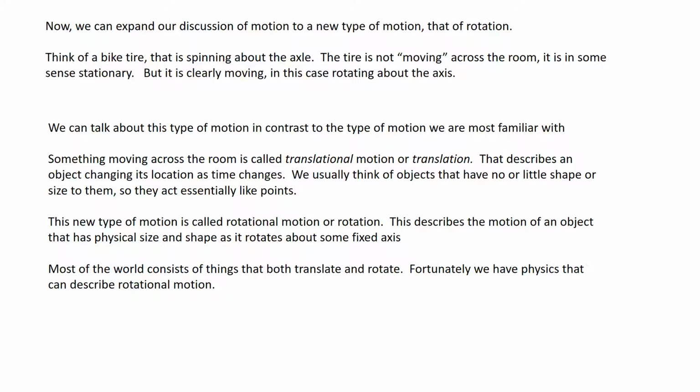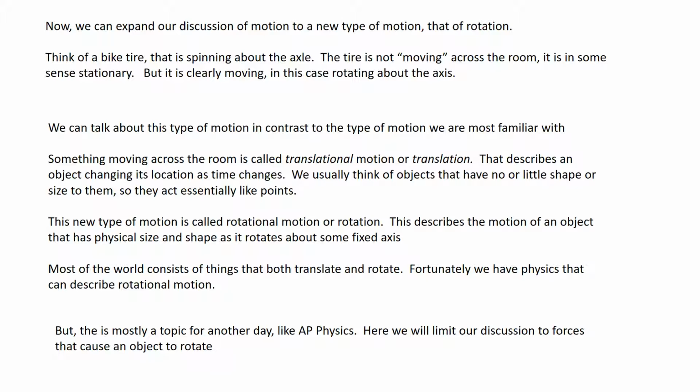Most of the world consists of things that both rotate and translate. Fortunately, we have physics that can describe rotational motion. But that's mostly a topic for another day, like AP Physics. Here, we're going to limit our discussion to forces that cause an object to rotate, and that's enough.